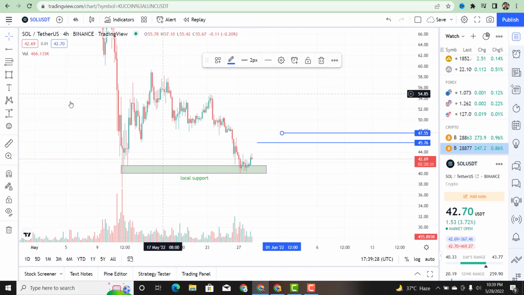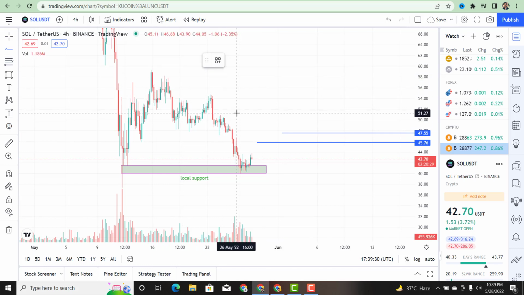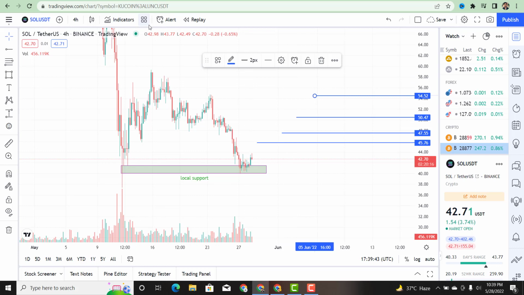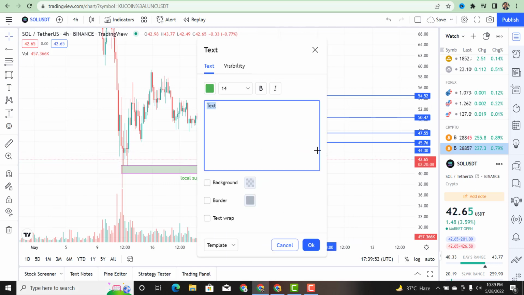Now going for this region, this is your target 3, and that will be your target 4. I would write down for you. Also, this is not financial advice. If you are going to take a trade on the basis of this, I really do not recommend taking any kind of trade. However, you can do your own research. This is just for educational purposes.